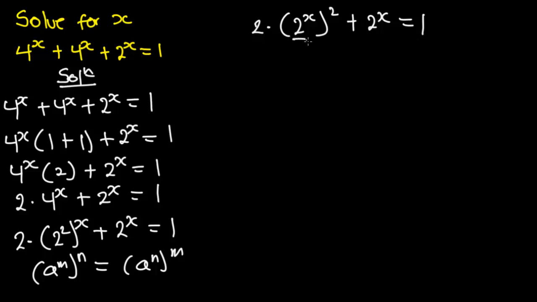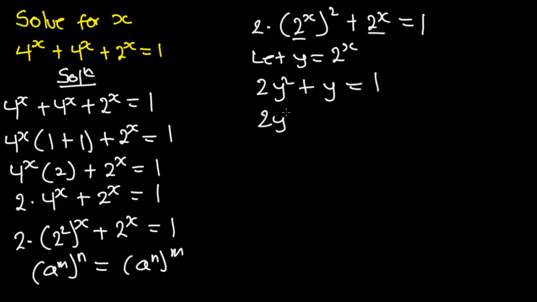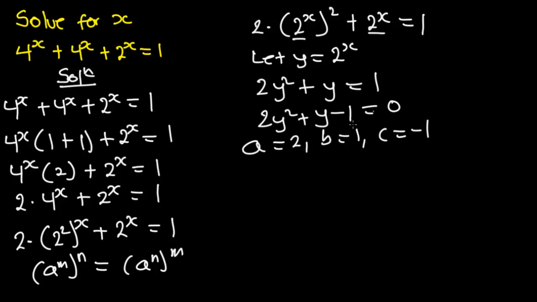Now we have 2 exponent x in common, so we are going to let y be equal to 2 to the power x. And so we have 2 times y squared plus y is equal to 1. Now let's push this to the left hand side, so you have 2y squared plus y minus 1 is equal to 0. When we compare this with the general quadratic equation, a is equal to 2, b is equal to 1, and c is equal to negative 1, which is the constant.